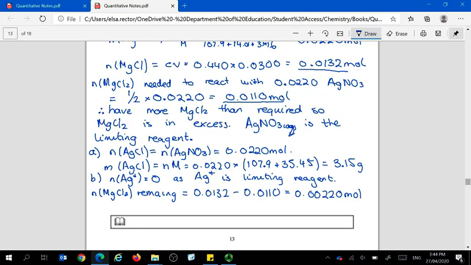Okay, so what about the number of moles then of chloride ions? Well, you'd think it would be the same, but not quite, because how many chloride ions are there in magnesium chloride? Well, there are 2. So you have twice as much chloride ions as you have magnesium chloride. So the number of moles of chloride ions remaining is 2 lots of that, which is 0.00440 moles.